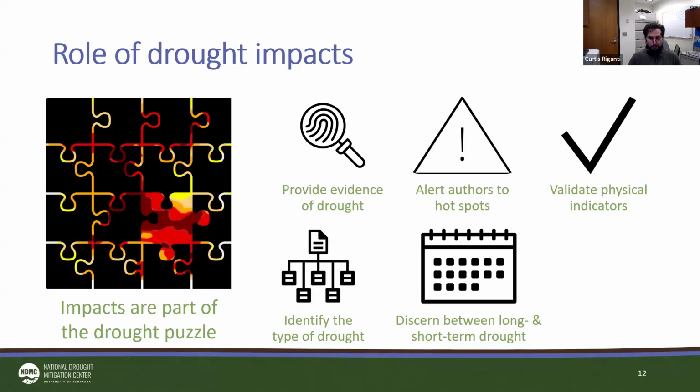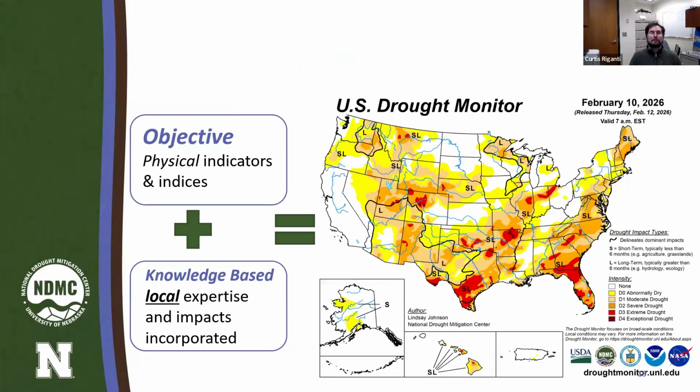Related to that, it can help us discern whether a drought is primarily short or long term in nature. And it can assist in severity classification by pointing our attention to different drought indices that are describing what impacts are occurring. But by itself, the impact information will not change the map.